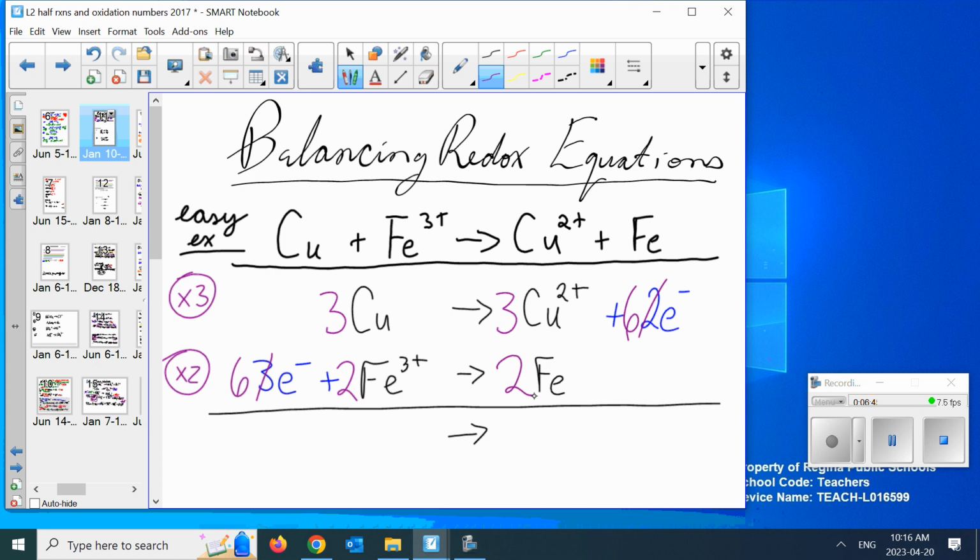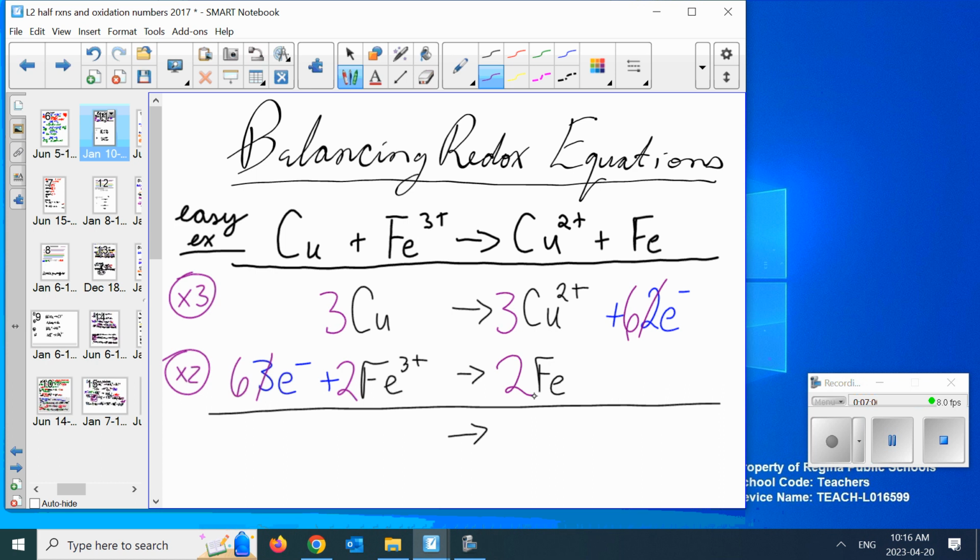Then, you notice that some things cancel out. The electrons. If you've designed this properly, the electrons always cancel out. Half reaction above, 6 electrons thrown out. The reaction below, 6 electrons taken in.